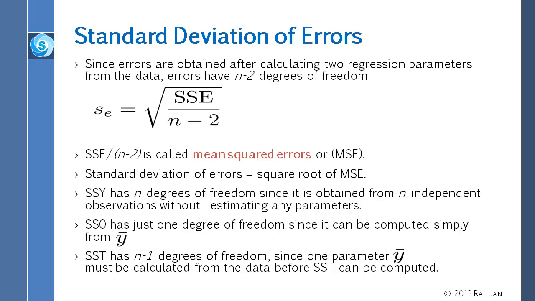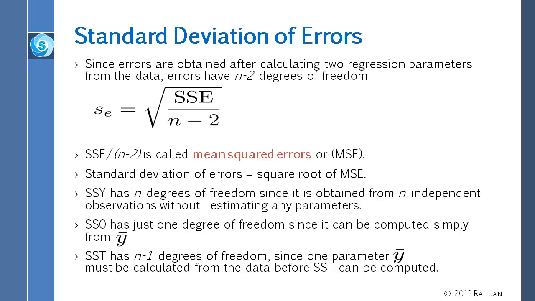So this is called mean squared error. This variance part is called mean squared error: sum of squared errors divided by the degrees of freedom. That is mean squared error. When you take a square root of that, that is the standard deviation of errors. SSY has n degrees of freedom because it is obtained from n observations. If I gave you n minus 1 observations, you couldn't get the next one. So that is full n degrees of freedom.